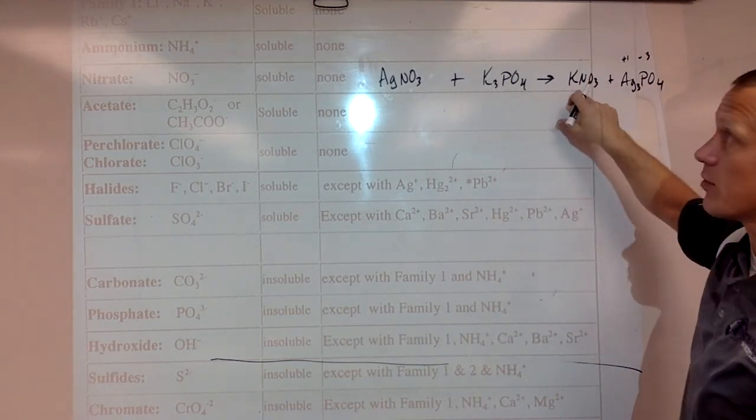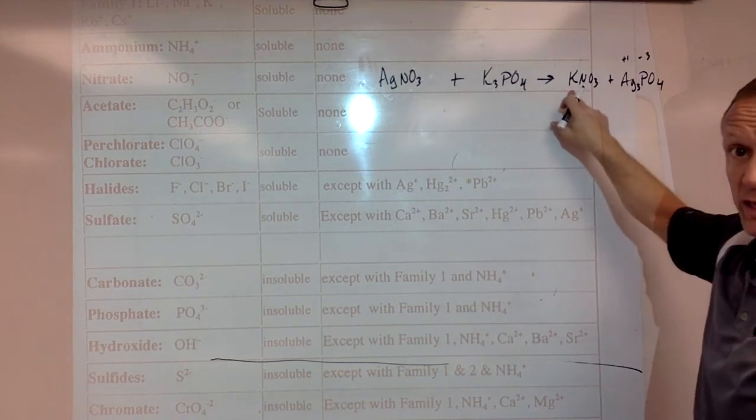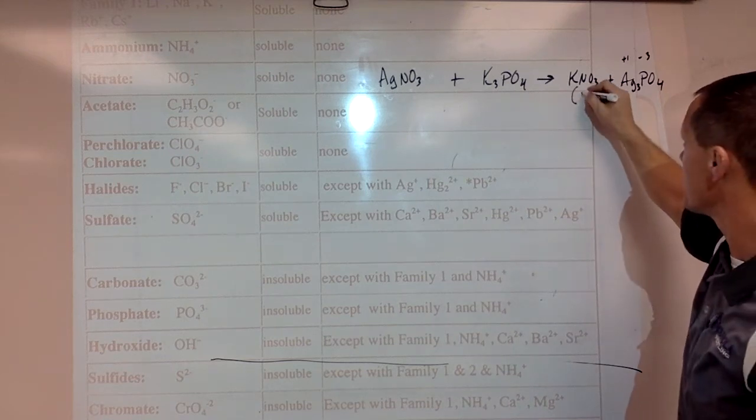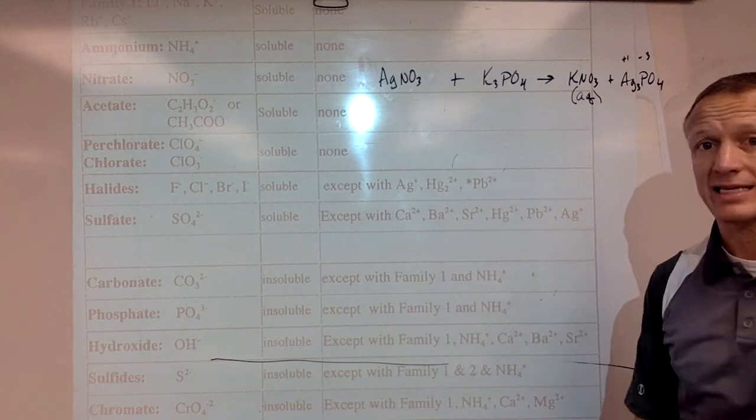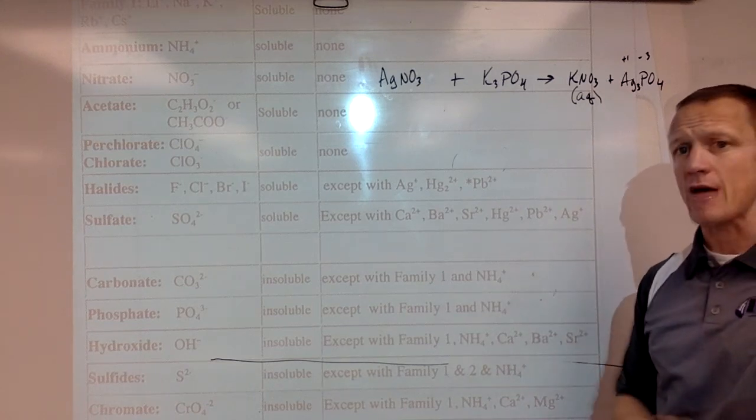Well, let's look and see if this is soluble. KNO3. Well, it's got a family 1 element in it, so this is soluble. This thing would be aqueous. You would not see it. It would be dissolved in solution. You would not be able to see it at all.